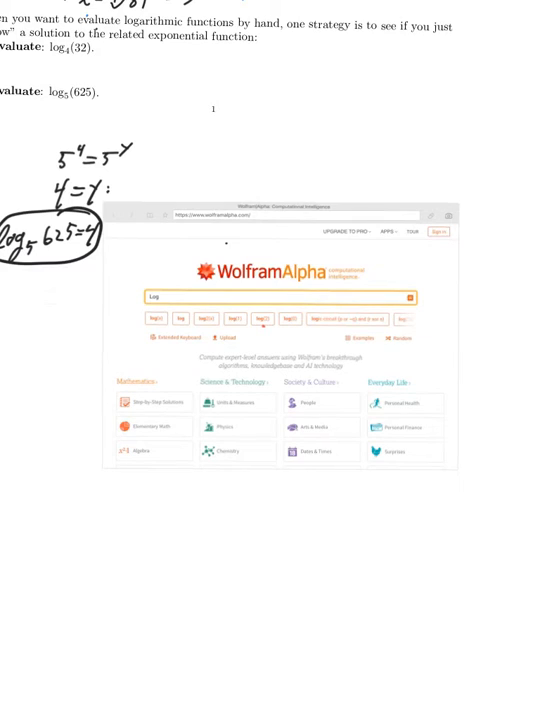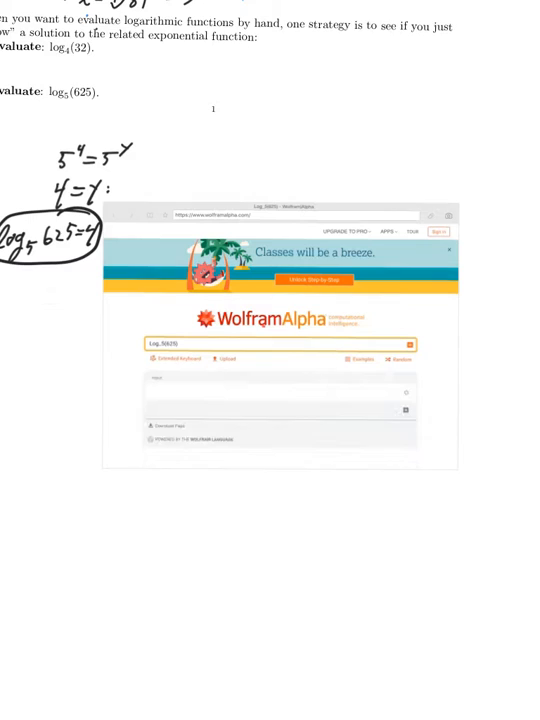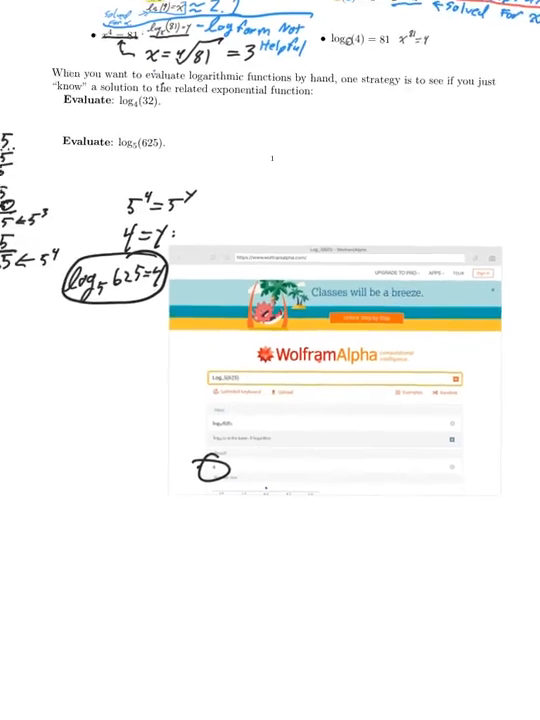Log base, nope, that's the wrong one. I want the underscore. Base 5 of 625. It'll do what it do. Yeah. There's the result. It's 4. There's the 4. Nice.